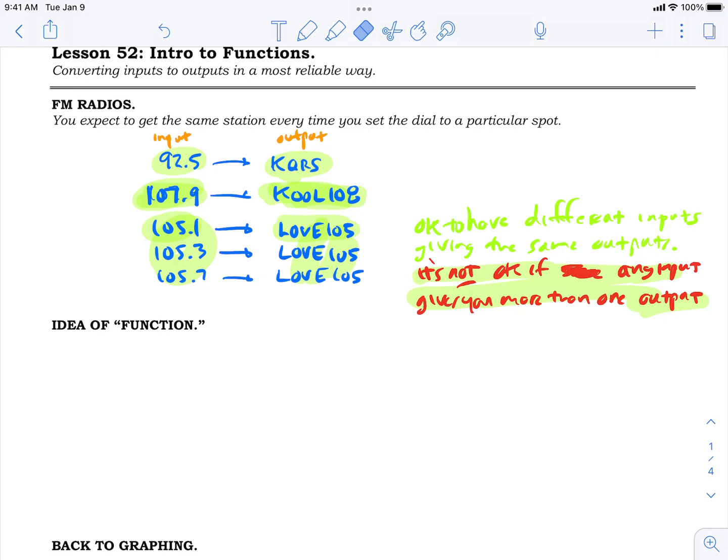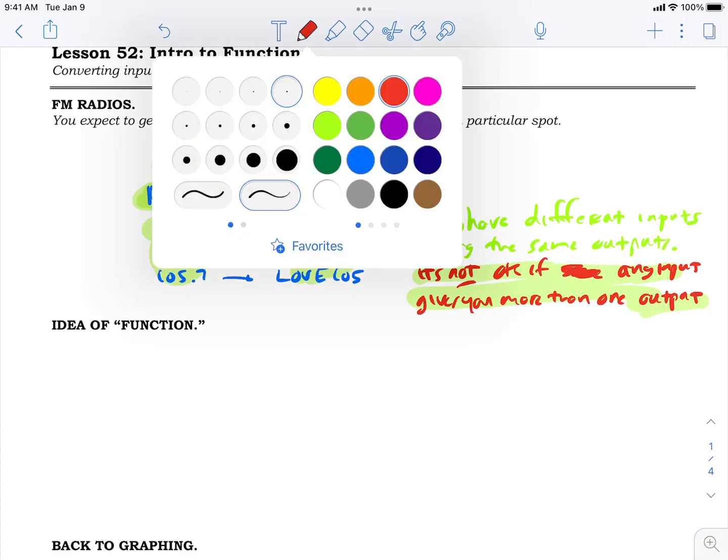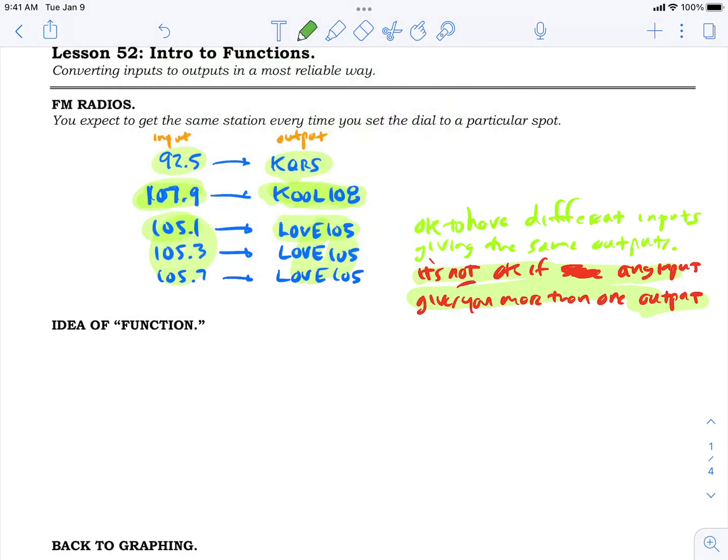So that's inputs, that's outputs, and I'm going to throw another word out here while we're here. Sometimes people would take this list of inputs here and say, hey, we've got to use a variable. Okay, call it X, whatever you want. They call it an independent variable. The dial, where you set your dial, is called an independent variable, and you can imagine why. It's because that's where you have the power.